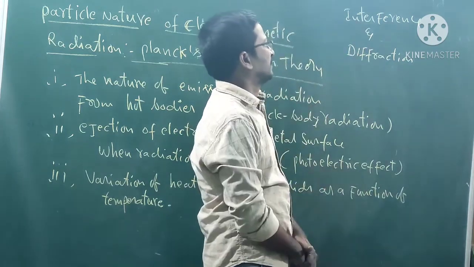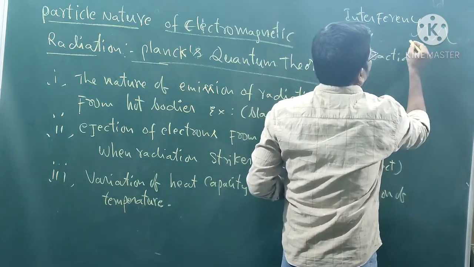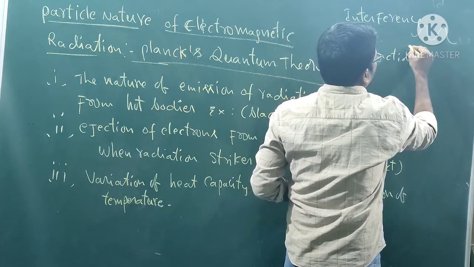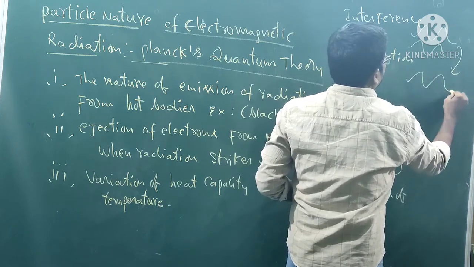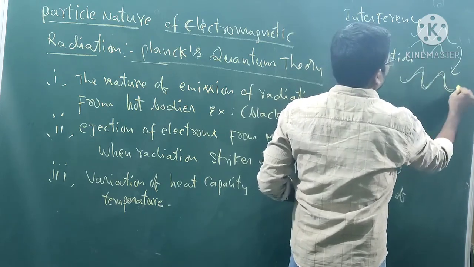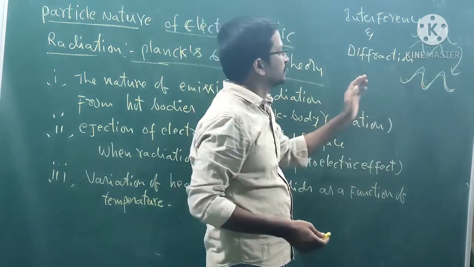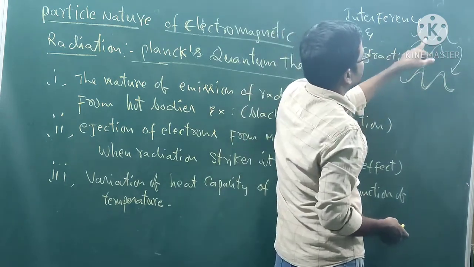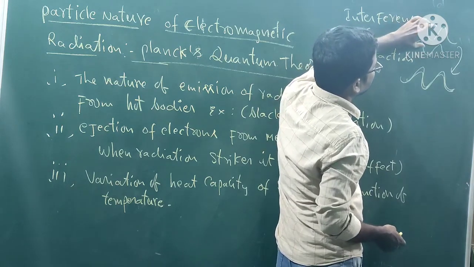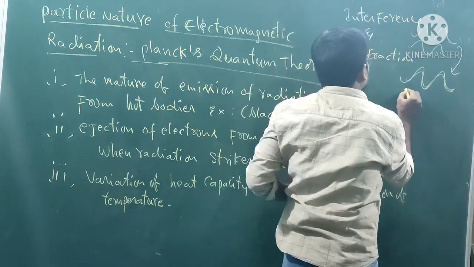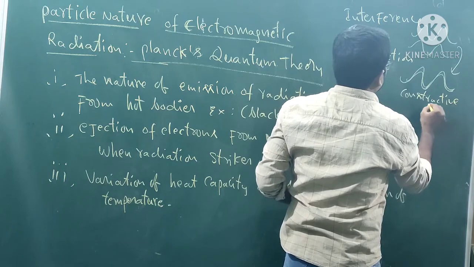What is the meaning of interference? Interference means we take a wave and another wave, then mixing these two, there are two possibilities. This is known as interference. If one wave is mixed with another wave in the same phase, then it is known as constructive interference.